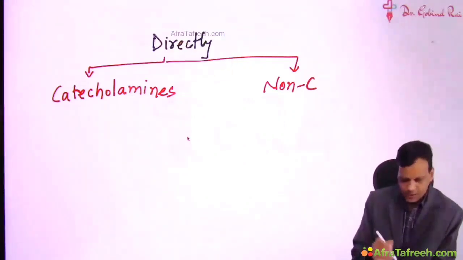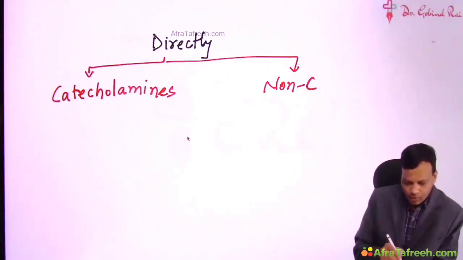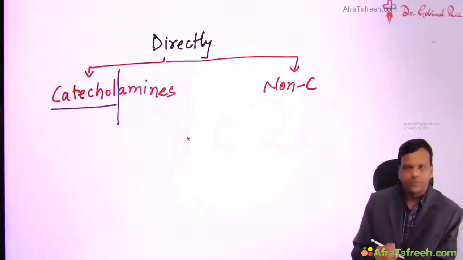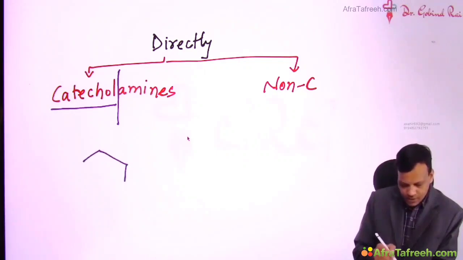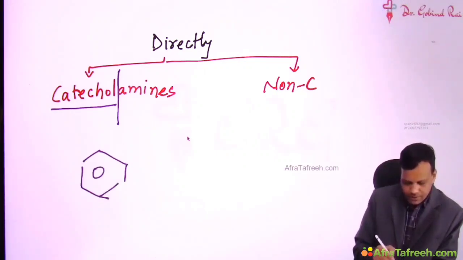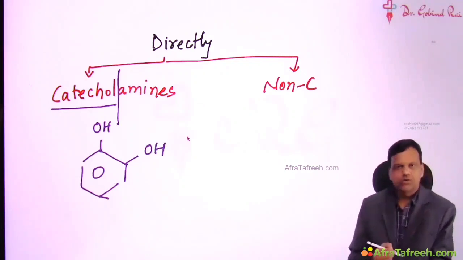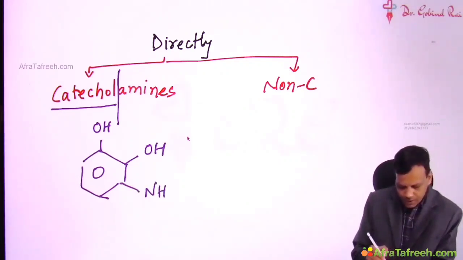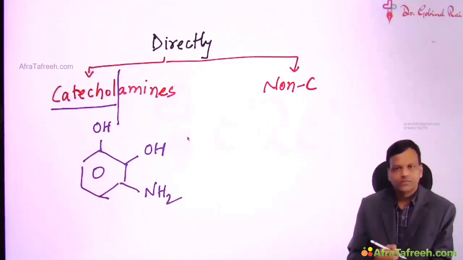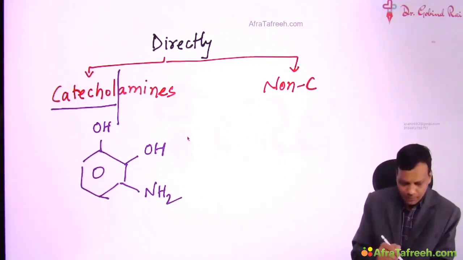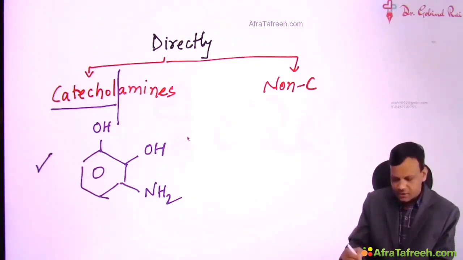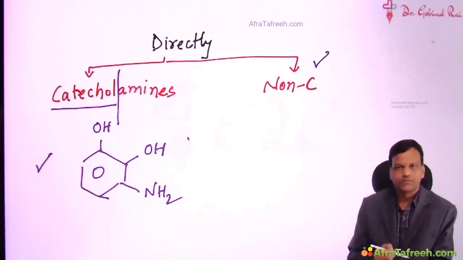The first question is, what is a catecholamine? Catecholamine is actually a chemical name which consists of catechol and amine. If you remember chemistry, this chemical structure of dihydroxybenzene is also known as catechol. And if amine group is also present, it becomes catecholamine. That means any drug having this type of chemical structure is called catecholamine. If this is absent, it is called non-catecholamine.